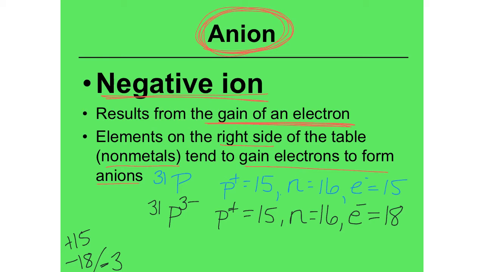So when we make an ion, we gain or lose electrons. If we lose electrons, that forms a positive ion. If we gain electrons, that forms a negative ion.